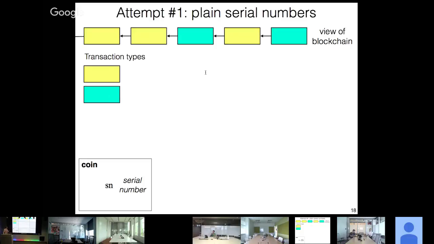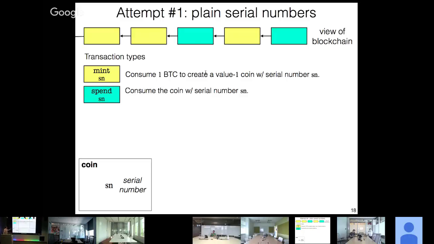How does it come into existence? There is something that we call a mint transaction. A mint transaction consists of the string MINT concatenated with a serial number, and you're supposed to interpret it as saying, I have consumed one Bitcoin to create a value 1 coin with serial number SN. You do this in the privacy of your house, and then you can also spend it.